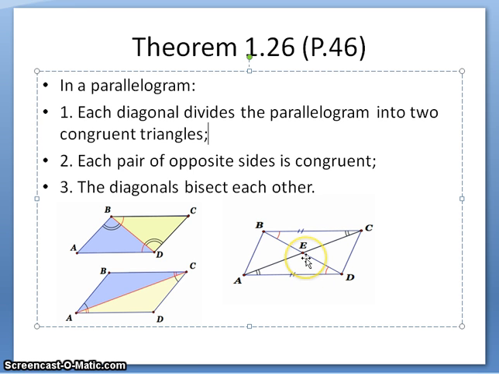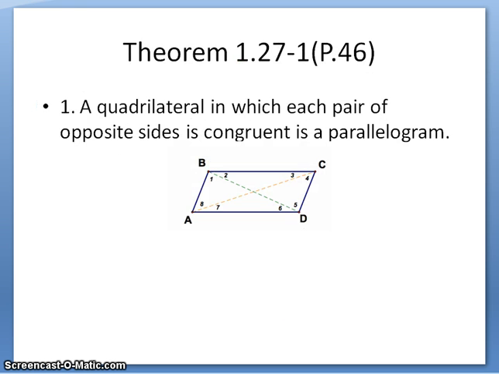Or you can prove BEA and DEC are congruent. Either way, it should be fine. Okay, so after we prove they're congruent, of course, BE and DE are the corresponding sides of these two congruent triangles, so they should be congruent. So that's how to prove 1.26. Basically, we need to use the properties of congruent triangles.